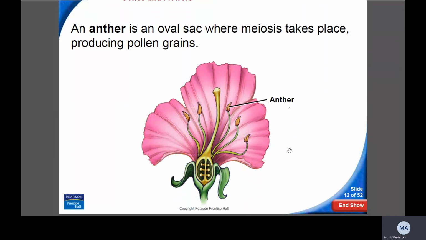An anther is an oval sac where meiosis takes place, producing pollen grain. So the anther is a part of the male part, where meiosis occurs, and as a result of meiosis, the pollen grain forms. It will occur in the anther part, the bulb part, or we can say the flower-like part.